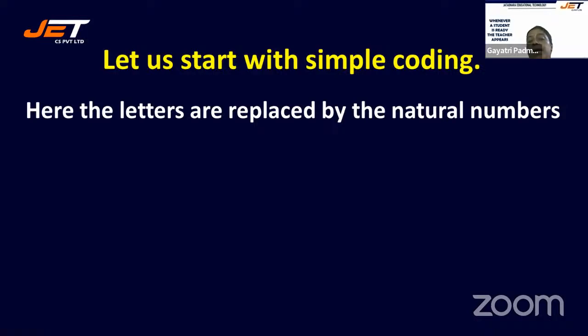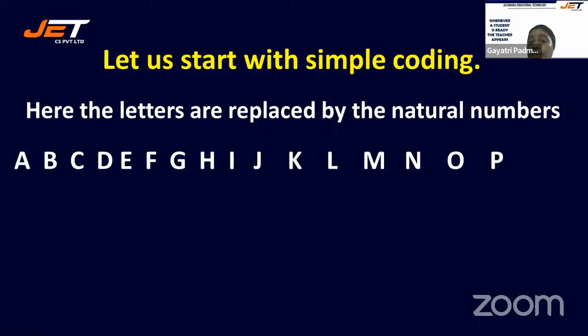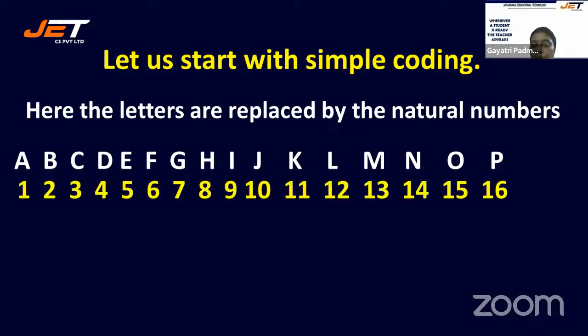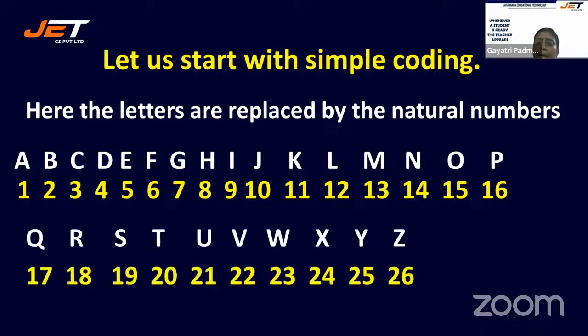Here the letters are replaced by the natural numbers, right? So now here we have A, B, C, D till P, and for every letter, we are going to have the numbers. So for A, it is 1. For B, it is 2. For C, it is 3 and so on. It goes in the ascending order. And for P, it ends up with 16. And again, it goes on for Q 17, R 18, and for Z, it ends up with 26. So we have 26 letters.